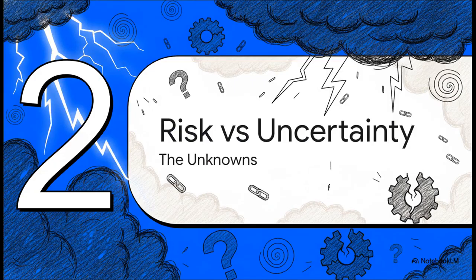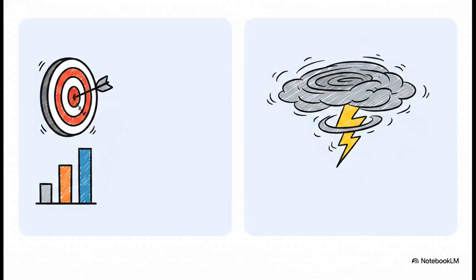Moving right along to section 2, risk versus uncertainty, the unknowns. Now that we have our blueprint, let's pivot our energy to the elements that actively threaten our project's success. This is absolutely crucial to understand. We have to know the difference between risk and uncertainty, because in engineering, we treat them very differently.